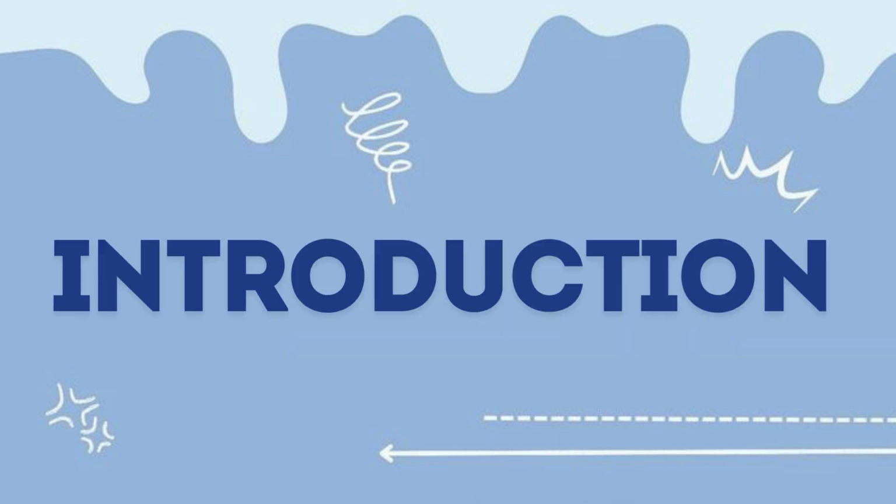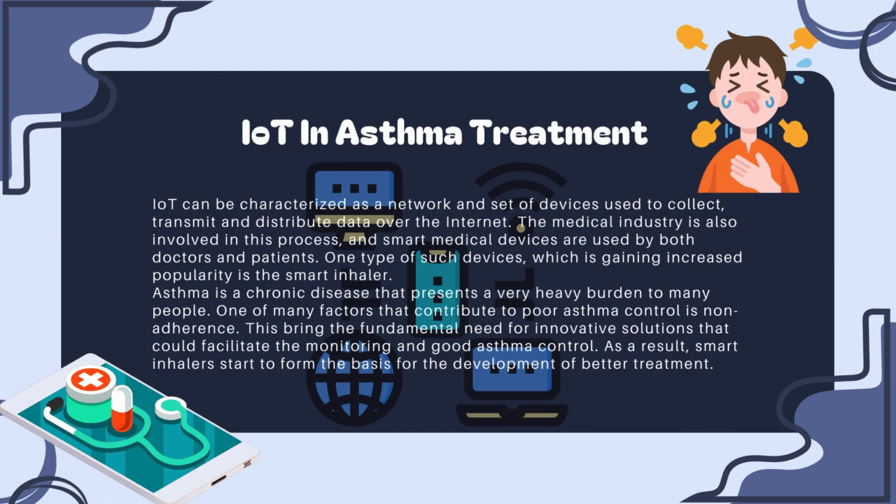My name is Roslinda and I will start with the introduction. IoT in asthma treatment. IoT can be characterized as a network and a set of devices used to collect, transmit and distribute data over the internet. The medical industry is also involved in this process, and smart medical devices are used by both doctors and patients. One type of such device which is gaining increased popularity is the smart inhaler.